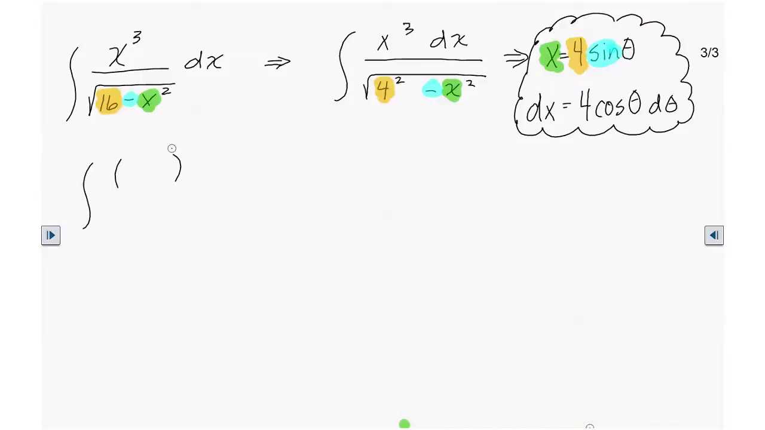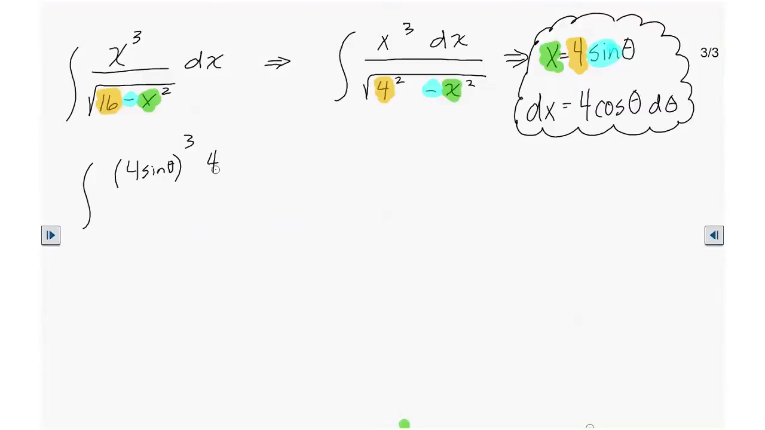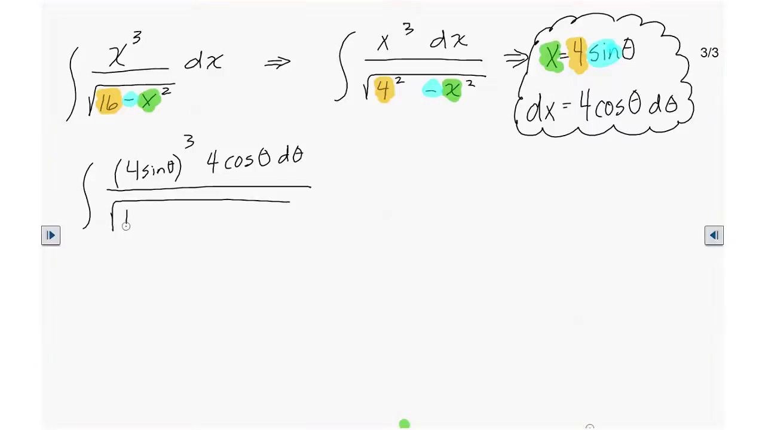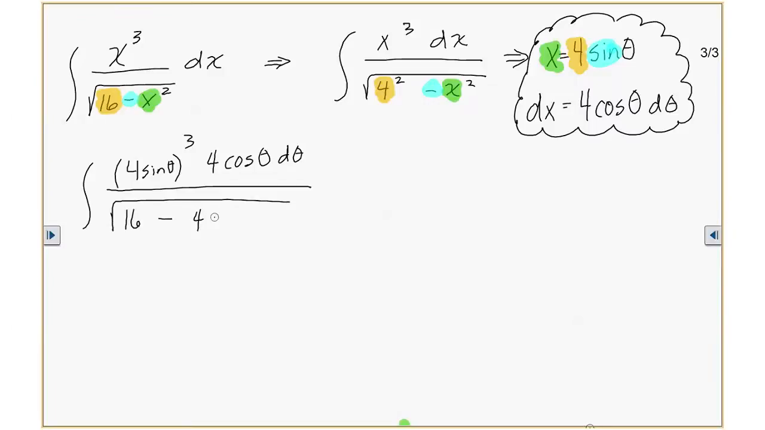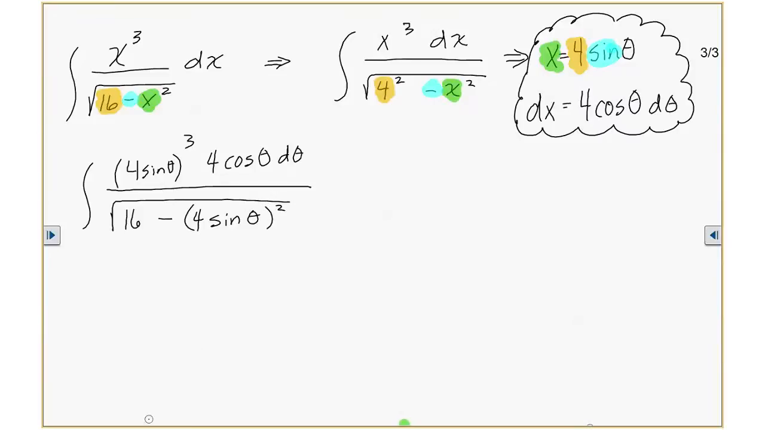So, parentheses, Q, 4 sine theta, dx is what? 4 cosine theta d theta, all over, well, we got 16 minus x squared, so we're going to be square root of 16 minus 4 sine theta, what? Squared.